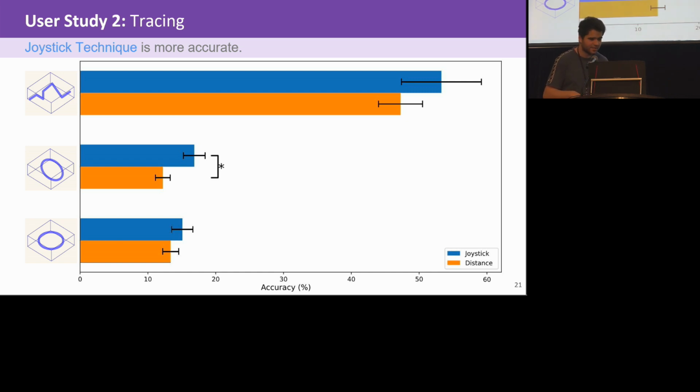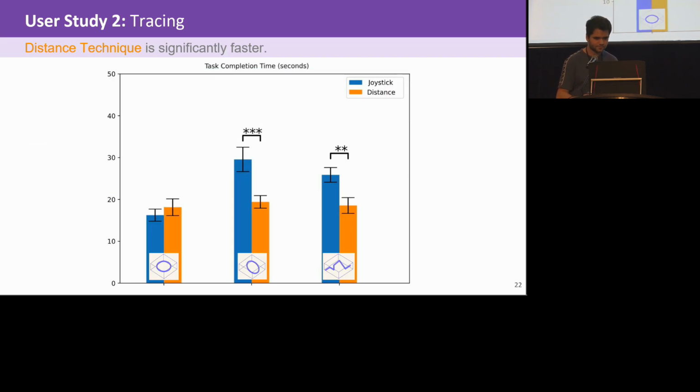And here are the results. We can see many differences between both of them regarding accuracy, but we noticed that the joystick gave us better accuracies than the distance-based method. On the other hand, we have a trade-off. The accuracy is better, but the users perform worse regarding task completion time, as we can see here.